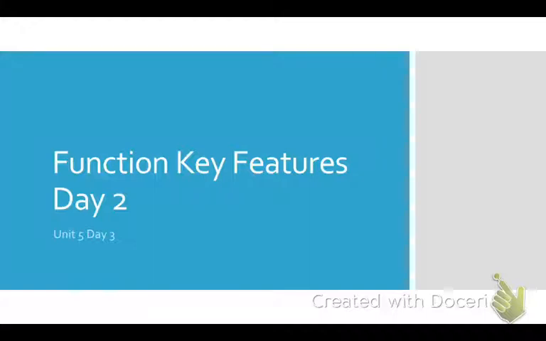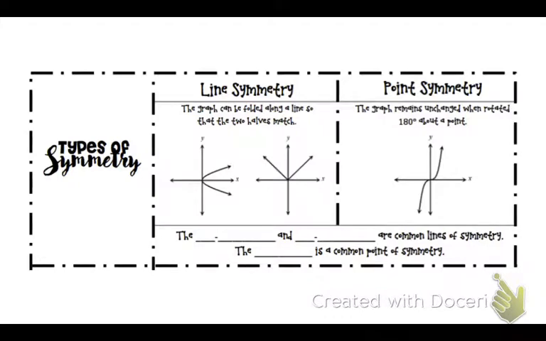Okay, function key features day 2. So now we're going to talk about different types of symmetry. So there's line symmetry, where the graph can be folded in half and the two halves match. Or there's point symmetry, where it remains unchanged if you rotate it 180 degrees about a point.